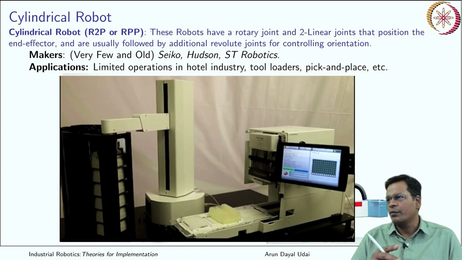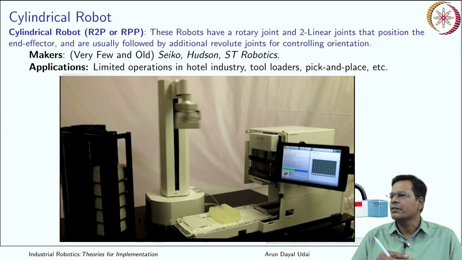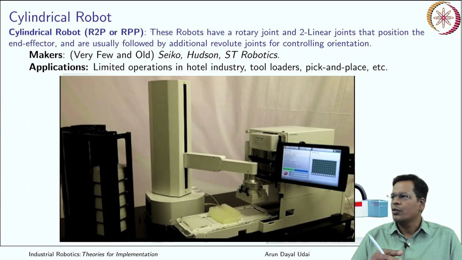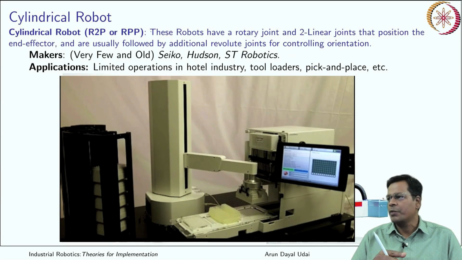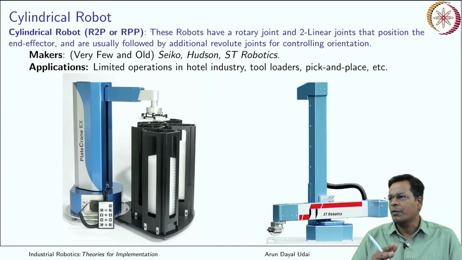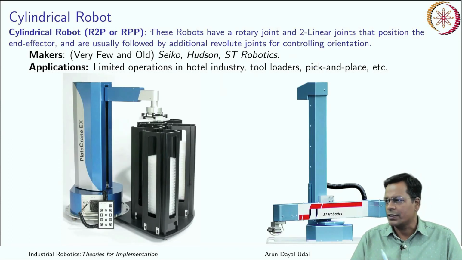There are very few makers, Seco, Hudson, ST Robotics, and very limited operations. It is used primarily in the hotel industry. Tool loaders and pick and place tasks can be done because it has just 3+1 degrees of freedom. So it is very inexpensive to use for those reasons. Got it?